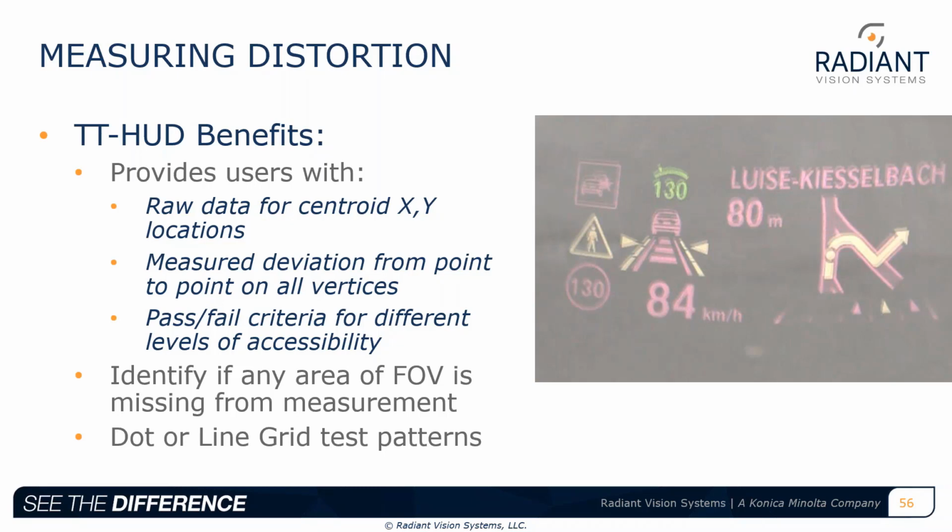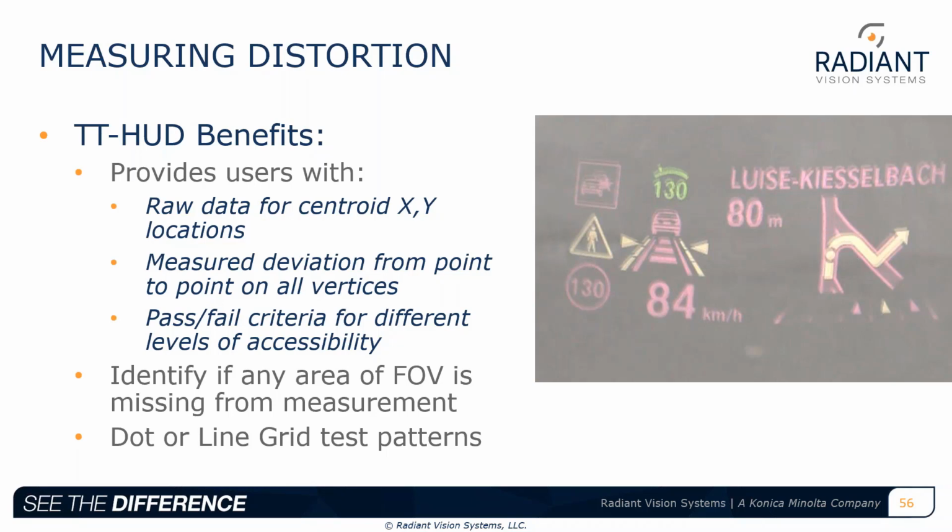We'll be able to locate and give you information on the centroid for the X, Y locations of the specific information. We're looking at measuring deviations from point to point over all vertices, and we can create an intuitive pass-fail response and capabilities based on different levels of acceptability. Identifying if there are any areas within the field of view that are missing is also something that many customers have requested that we add to the platform, and it's something that we've recently adopted.